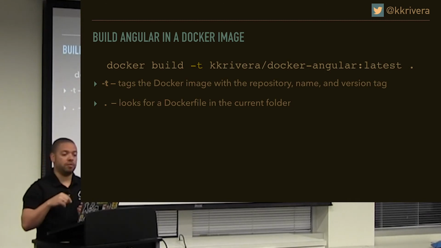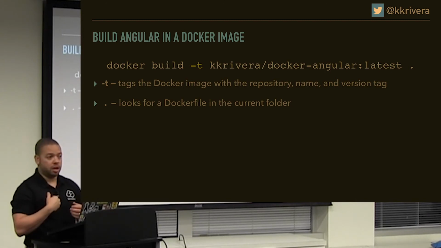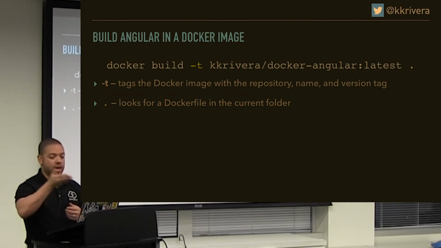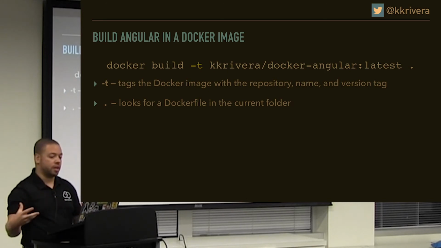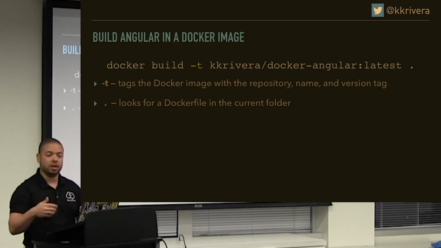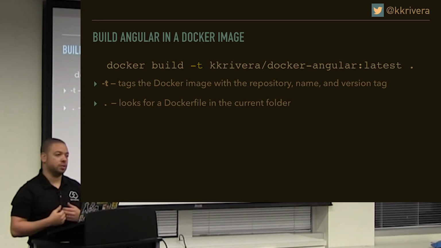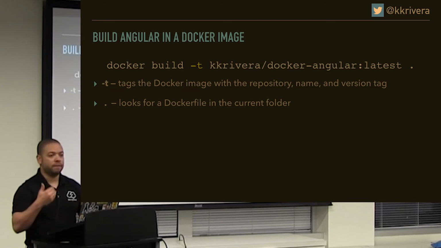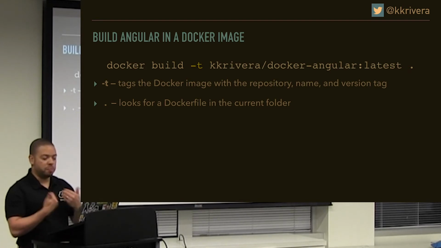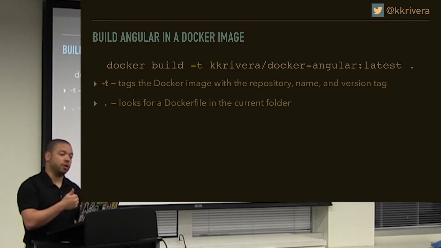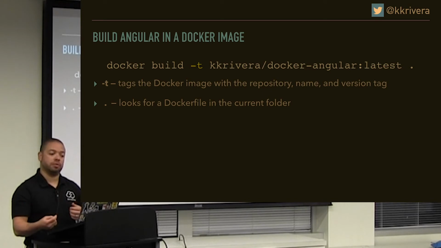I'm putting KK Rivera because that's my username, or that's my repository where I'm putting this. Then slash, I'm naming it whatever I want, Docker-Angular, and then I'm tagging it with the latest version. I think if you drop the :latest, it automatically appends the latest tag. And the dot just means from within this folder. So I'm still within the folder itself, and I've just built this image, and it stores it just like Git does, where you have your own local repository. You have your own local Docker repository as well, where your image gets committed to.